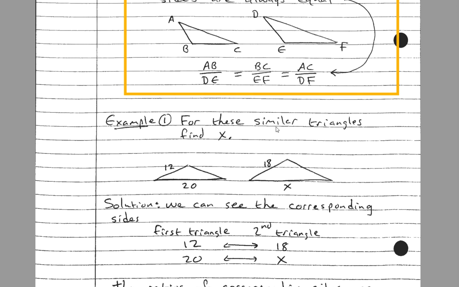Example 1. For these similar triangles, find x. Okay, so we have two similar triangles here. We're told they're really the same, just this one is bigger. And from the picture, we can match up the corresponding sides. So this side on the first triangle corresponds to this side on the second triangle. And the two bases correspond.